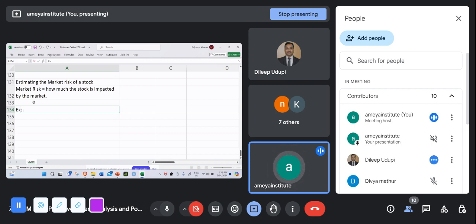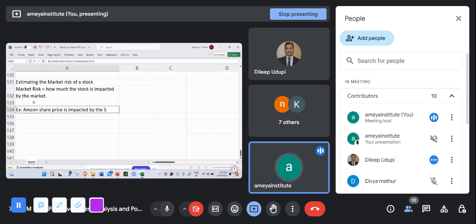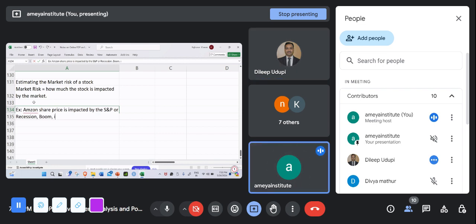Let's say, for example, how much the Amazon share price is impacted by the S&P, or because of recession, or boom, or inflation, and so on. These are things which are uncontrollable, right? So how much the Amazon share price is impacted by the S&P, recessions, any phase of the economy or inflation, that will hit your stock return. That is market risk, right?